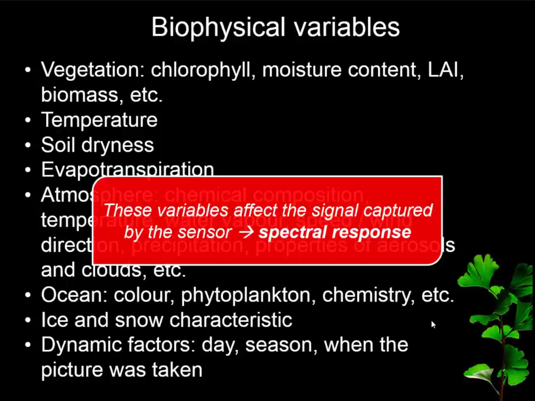So all these variables affect the signal captured by the sensor. This is typically called a spectral response. So every different vegetation type or land cover type has a different spectral response, and this is the basis of using remote sensing to estimate any physical variable.